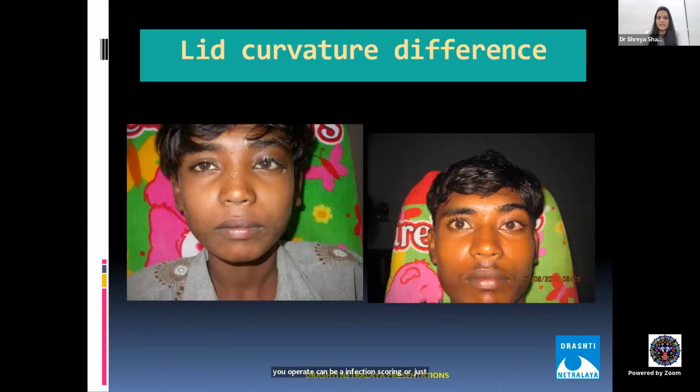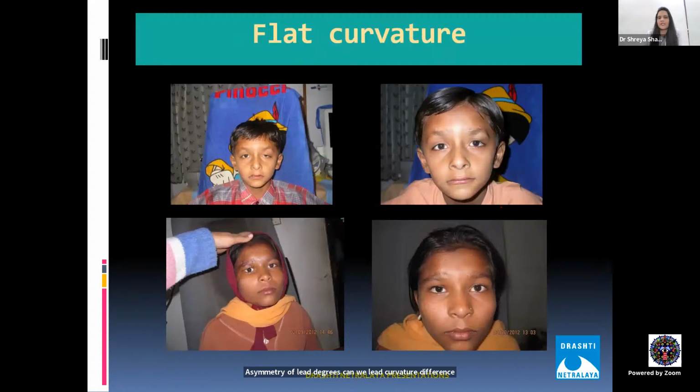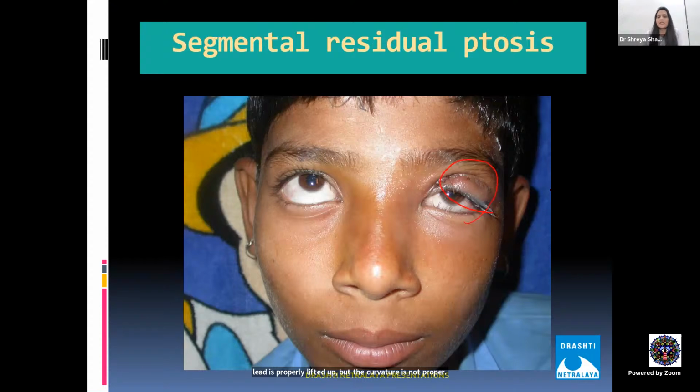The lid is properly lifted up, but the curvature is not proper. Flat curvature can be there. Notching can be there, or later on segmental ptosis also can be there.